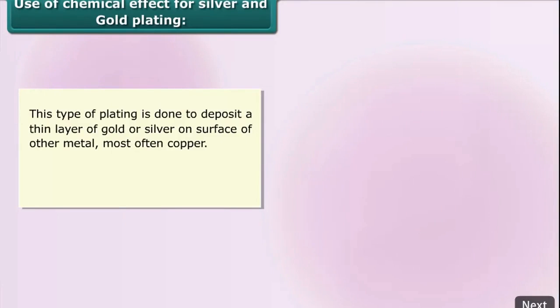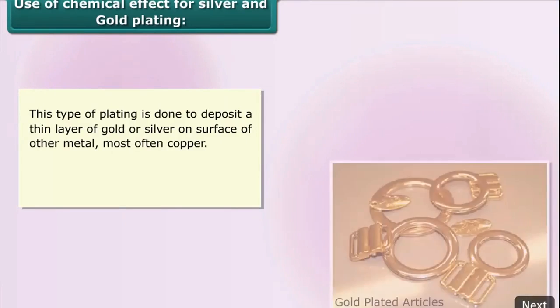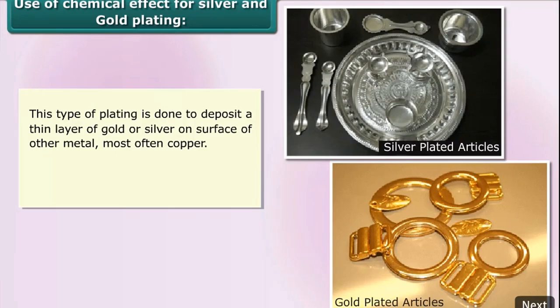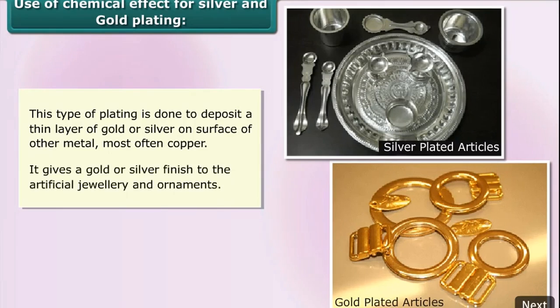This process makes use of the chemical effect for silver and gold plating. This type of plating is done to deposit a thin layer of gold or silver on the surface of another metal, most often copper. It gives a gold or silver finish to artificial jewelry and ornaments. Silver-plated articles. Gold-plated articles.